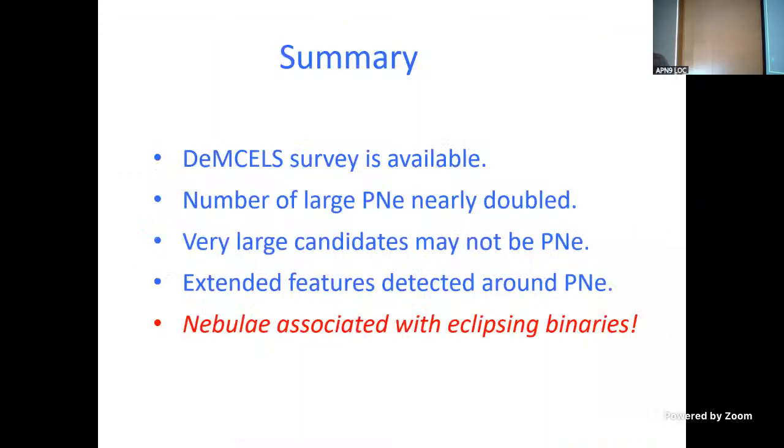It's very exciting. So here's my summary. The survey is available, please use it. And the number of large PN we found, for the new objects, in the RP 2006 sample is about comparable. So we're finding a lot of new objects. The very large cases may not be planetary nebulae. Okay. And the extended features detected on planetary nebulae, and nebulae associated with the eclipsing binaries are very exciting. So that's all.